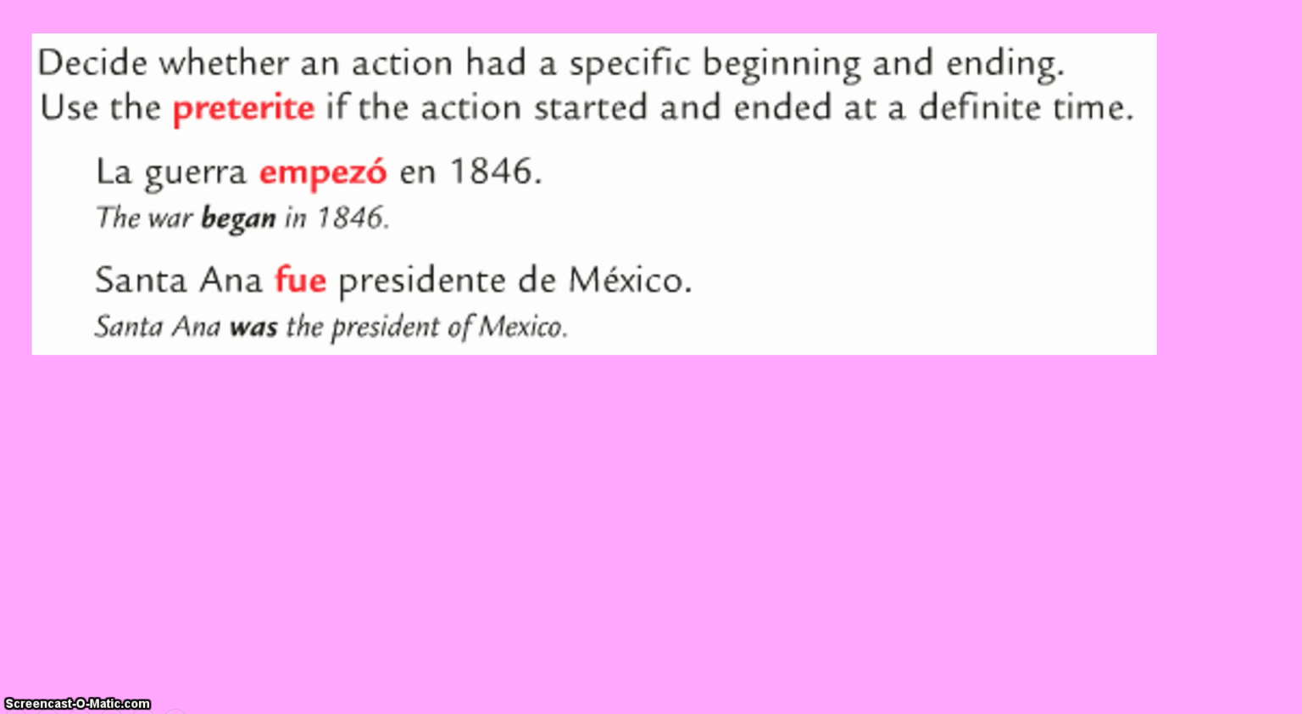So, last year in Spanish 2, you learned that you are going to be using the preterite tense when you have an action that had a specific beginning and ending. You'll be using the preterite tense if the action started and ended at a definite time. For example, a war begins at a definite time. Somebody was president during a definite time period.